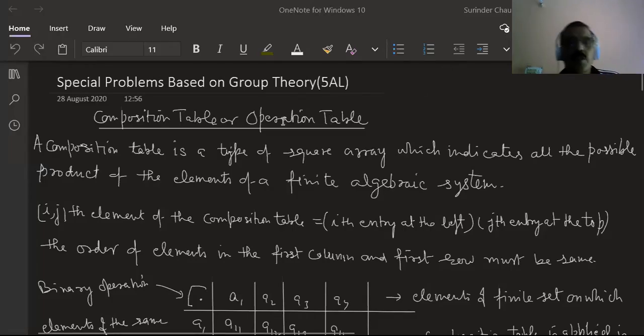Hello students, today we will discuss how to show a finite algebraic structure, a group, with the help of a composition table. The composition table is a type of square array. We write the elements in a matrix form which indicates all the possible products of the elements of the finite algebraic system.